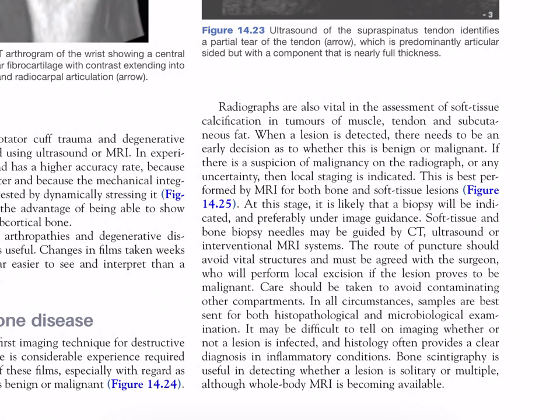The route of puncture should avoid vital structures and must be agreed with the surgeon, who will perform the local excision if the lesion proves to be malignant. Care should be taken to avoid contaminating other compartments. In all circumstances, samples are best sent for both histopathological and microbiological examination. It may be difficult to tell on imaging whether or not a lesion is infected, and histology often provides a clear diagnosis in inflammatory conditions. Bone scintigraphy is useful in detecting whether a lesion is solitary or multiple, although whole body MRI is becoming available.